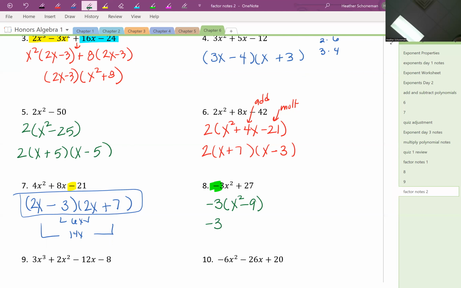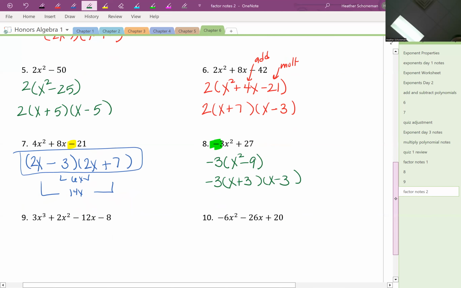Now this is a binomial with a minus sign. Take the square root of both. So I'm going to get x plus 3, x minus 3.